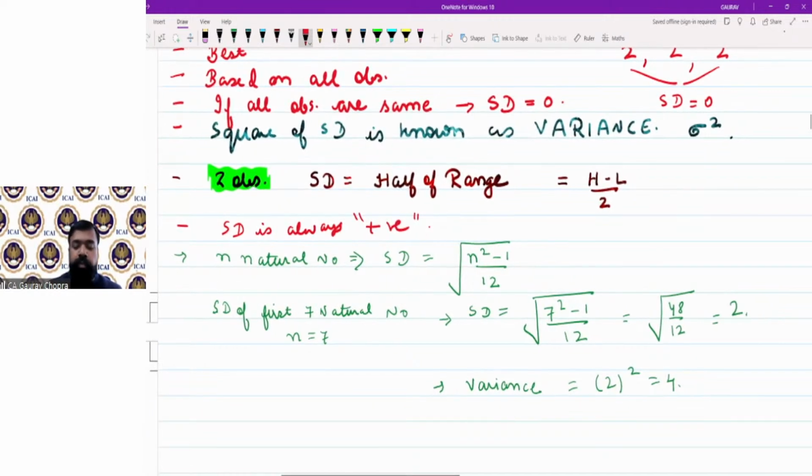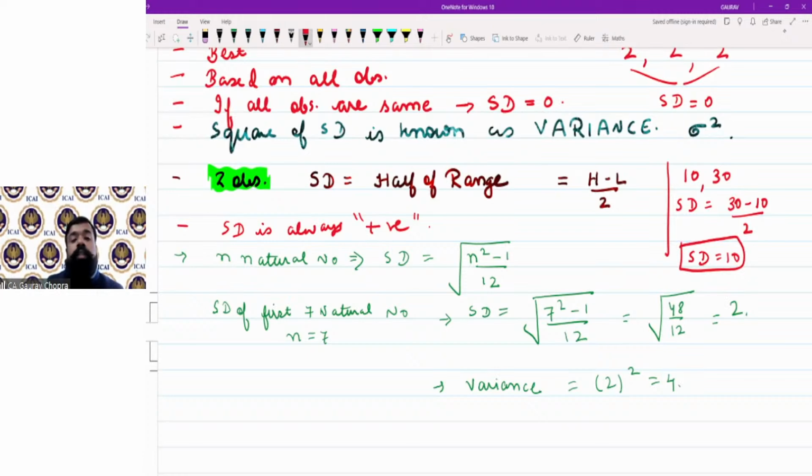So let me take one example of two observations. Let's say we are having two observations, one is 10 and the other is 30. Then how to find the standard deviation? It is half of range. So highest value minus lowest value divided by 2. So standard deviation will be 10. This is the standard deviation. Okay.